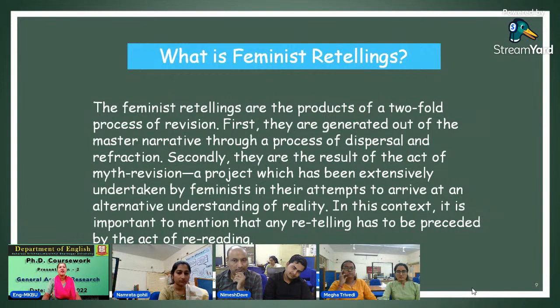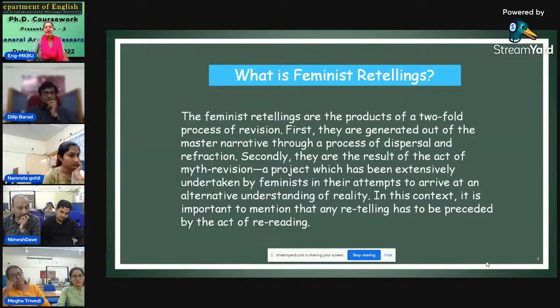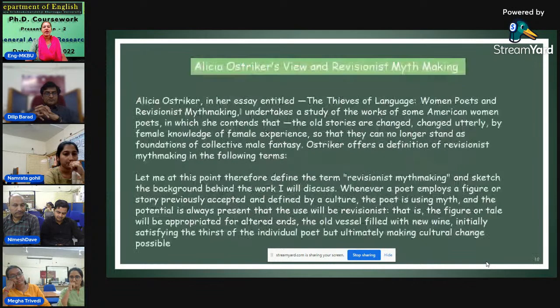Here, feminist means the female author who writes in the genre of retelling. The feminist retellings are the product of a twofold process of revision. First, they are generated out of the master narrative through a process of dispersal and refraction. Secondly, they are the result of the act of myth revision, a project which has been extensively undertaken by feminists in their attempts to arrive at an alternative understanding of reality. In this context, it is important to mention that any retelling has to be preceded by the act of rereading.